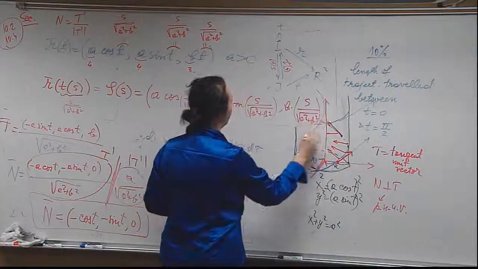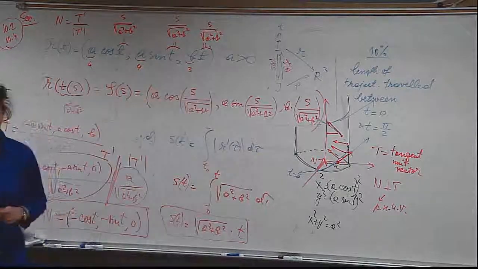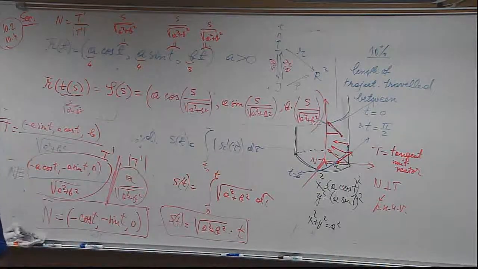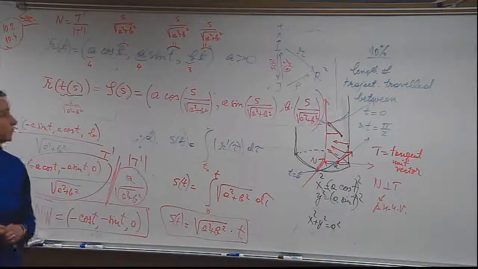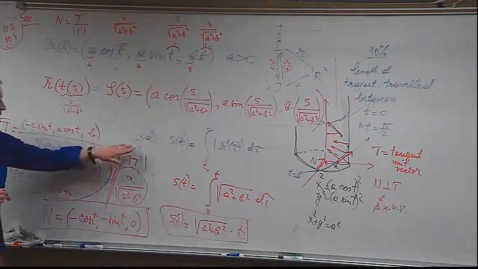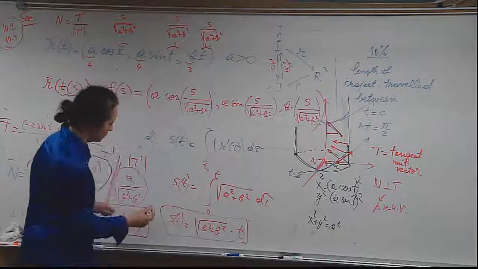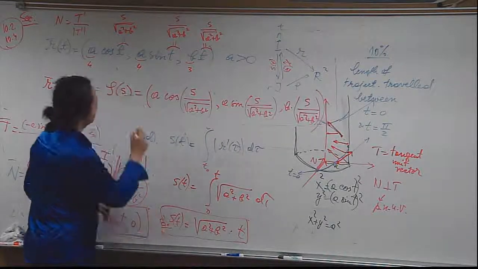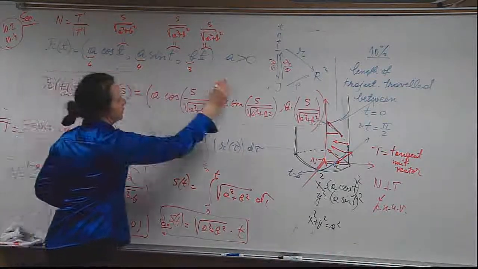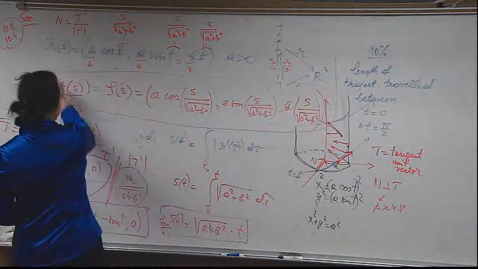So what have I done? Did I get my 20%? Yes. Why? Because I reparameterized the curve. Did I get my other 20%? Yes. Because I told people who S of T was. So 20% for this box and 20% for this expression.